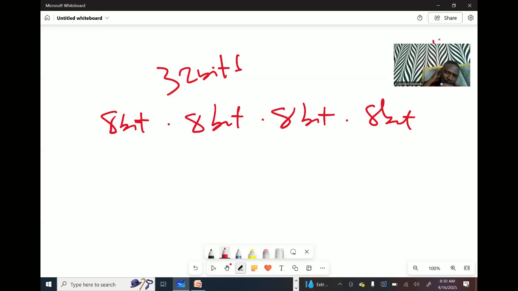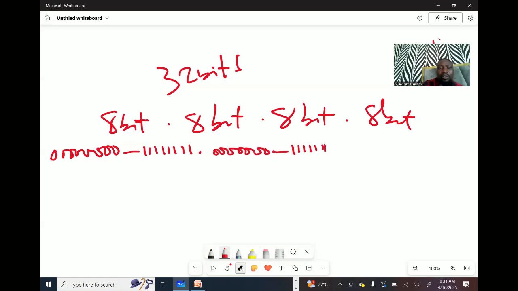Okay, so now let's represent this in binary. In binary, this is to be 0, 0, 0, 0, 0, 0, 0, 0 in 8 places, dot, 0s in 8 places, dot, 0s in 8 places, dot, 0s in 8 places. And the maximum would be all 1s in each octet, in 4 places like this, separated by dots. This one we have its own, this one too we have its own.